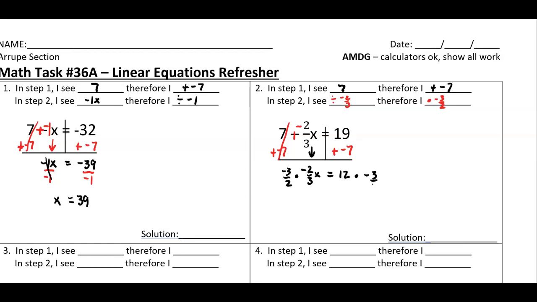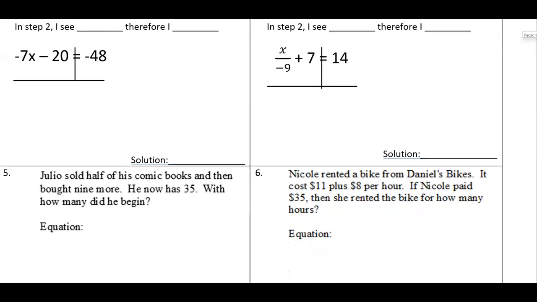Times negative 3/2. Negative 3 times negative 2, that's positive 6. 2 times 3 is 6. 6/6 is just 1. That's exactly what we want. That all cancels off. So x is equal to 12 times negative 3 is negative 36/2, which then x is equal to negative 18. Just divide that by that 2 that's left. All right. So you've got the next 2.